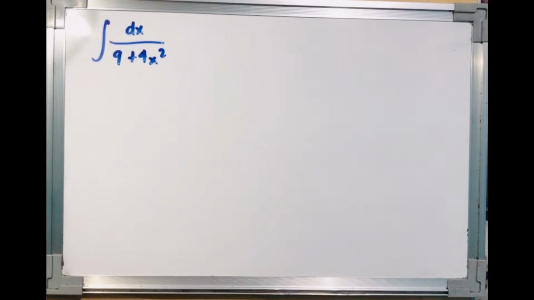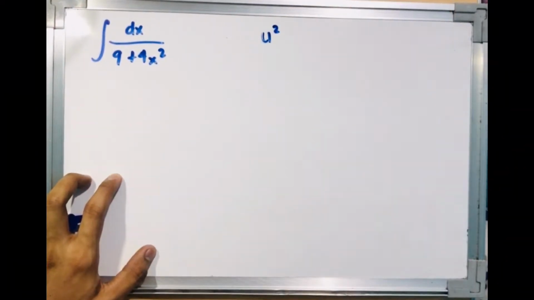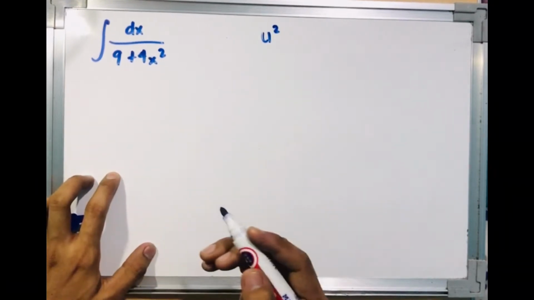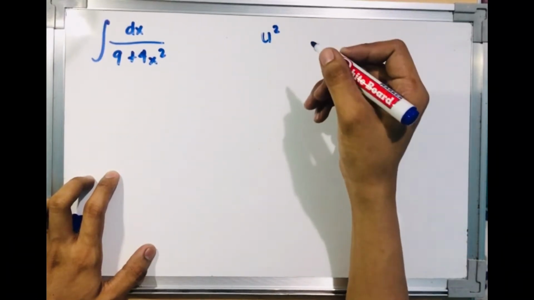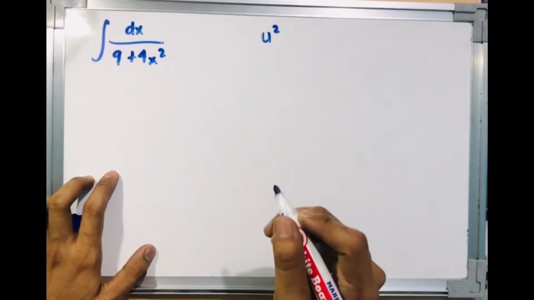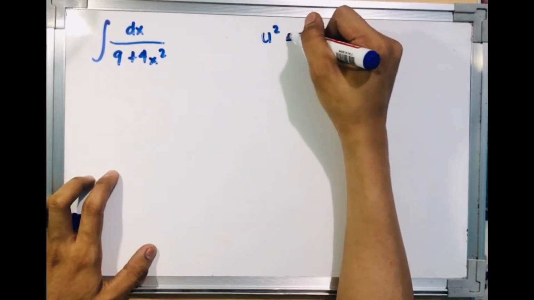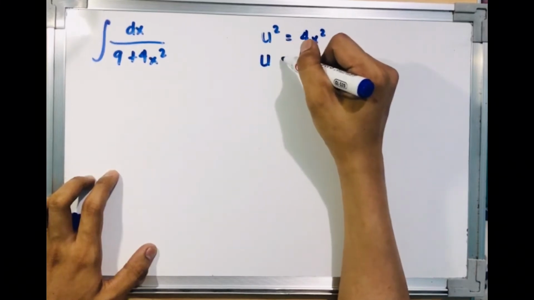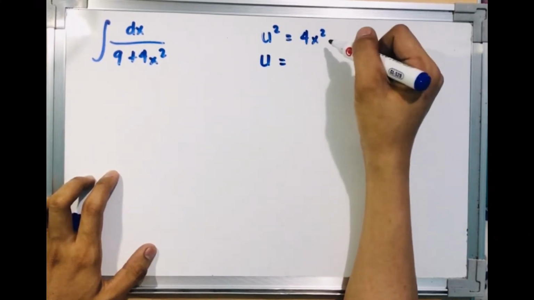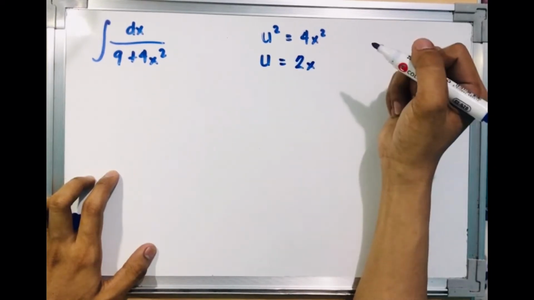So, una mong iisipin is, ano nga ba yung u squared mo? Kasi lahat ng inverse trigonometric functions is in terms of a squared and u squared. So, una nating iisipin, ano nga ba yung u squared natin dito? At commonly, ang u is yung merong variable, ang a is yung constant. Okay? So, our u squared here is 4x squared. And my u is, edi, kunin natin yung square root ng 4x squared. Therefore, that's only 2x. Okay?